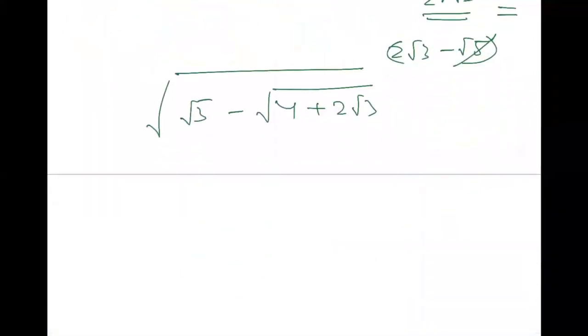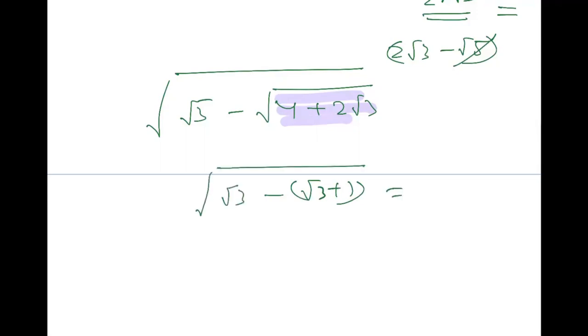Question change, right? Now look into this. Ye wale ko dekho. Root 3 plus root 1. Very good. Root 3 plus 1 whole square under root cancel ho gaya, right? With root 3 under root. So this is under root of minus 1.